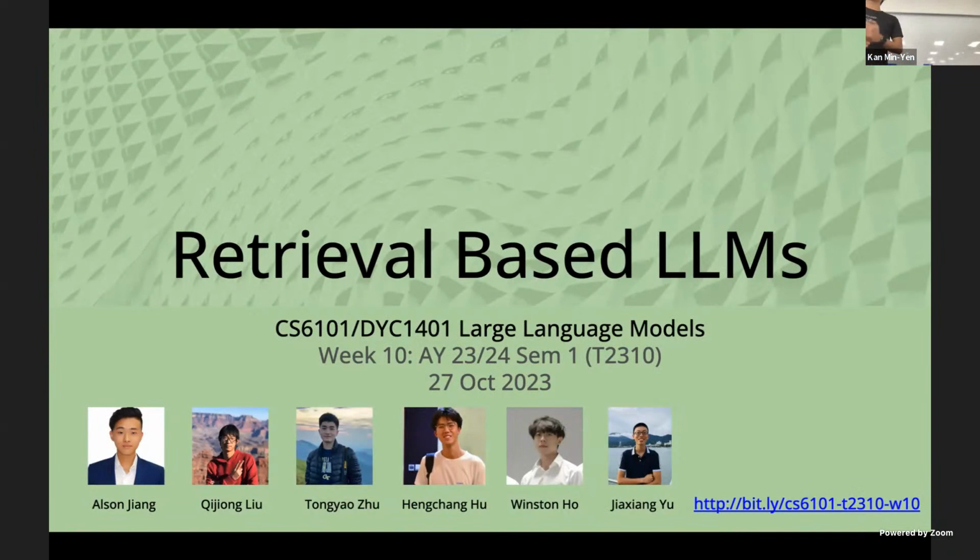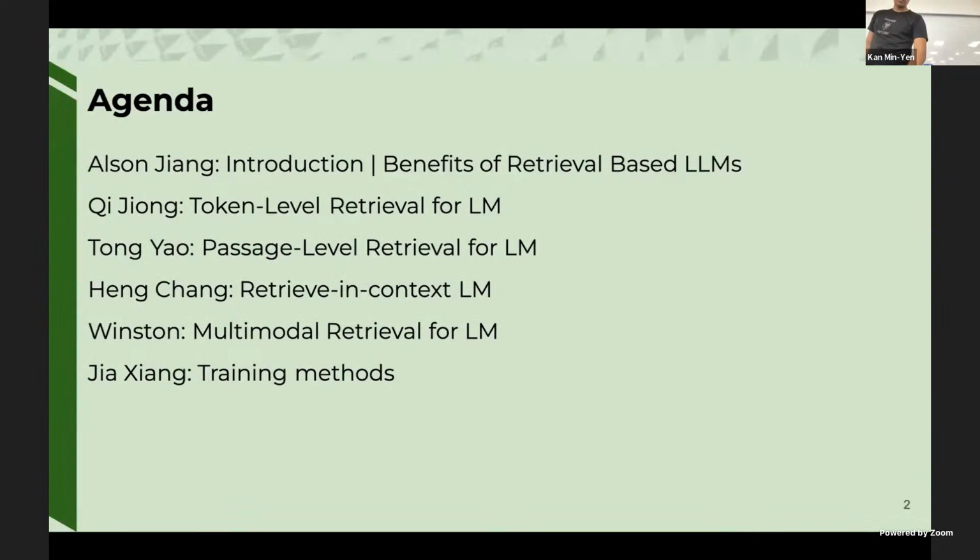Thank you. Okay, so a very good afternoon, everyone. This week's topic is on retrieval-based LLMs. And the presenters for this week are myself, Alson, Qijiong, Tongyao, Hengchang, Winston, and Jiaxiang. So I'll be opening today's presentation with an overview and the benefits of retrieval-based LLMs. And my partners will be talking more into the technicalities and the nitty-gritties of how retrieval-based LLMs work. So now let's dive right into it.